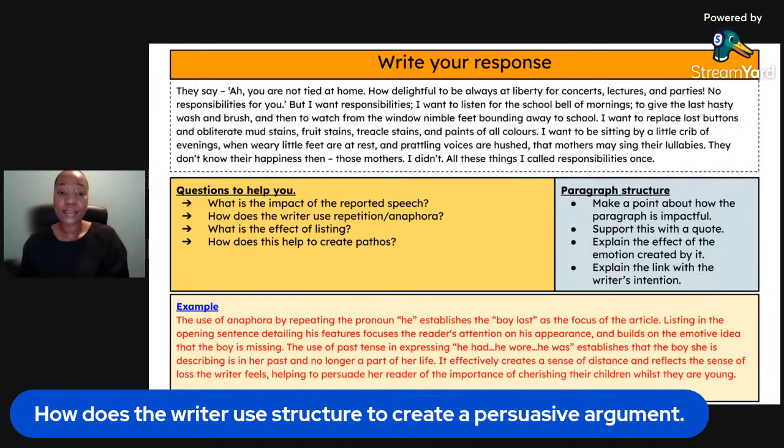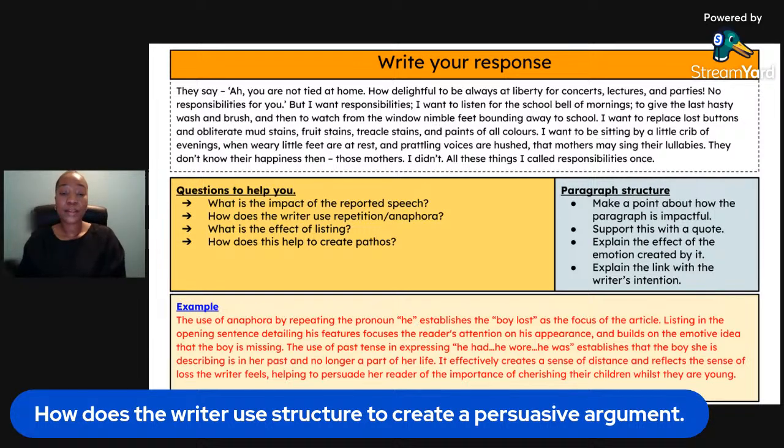So, in this part of the text, think about what the impact of the reported speech is, okay, because that's a structural feature as well, speech. How does the writer use repetition, or more specifically, anaphora, in this part of the text? What's the effect of listing? And again, how does this help to create pathos? So think about those questions in writing your paragraph.